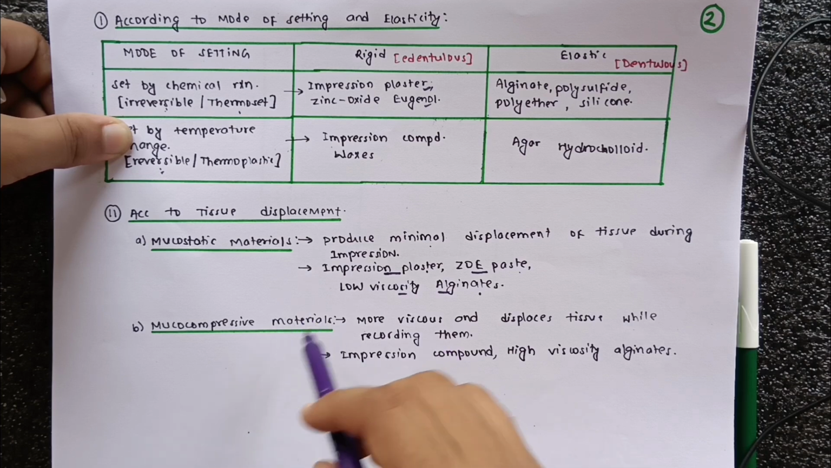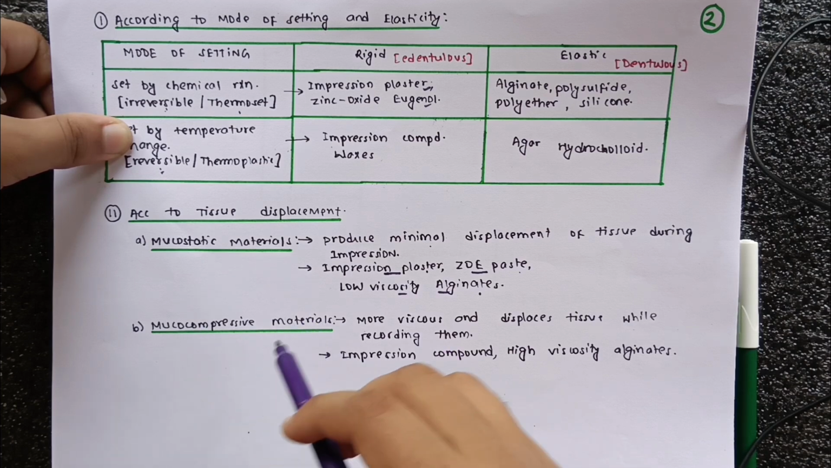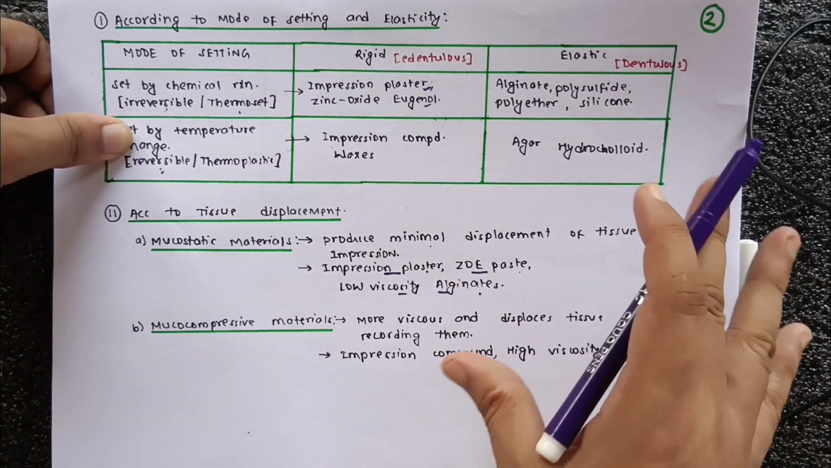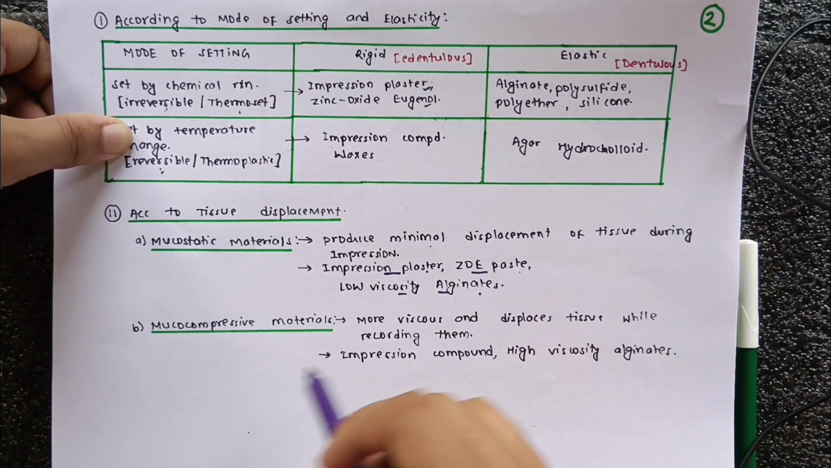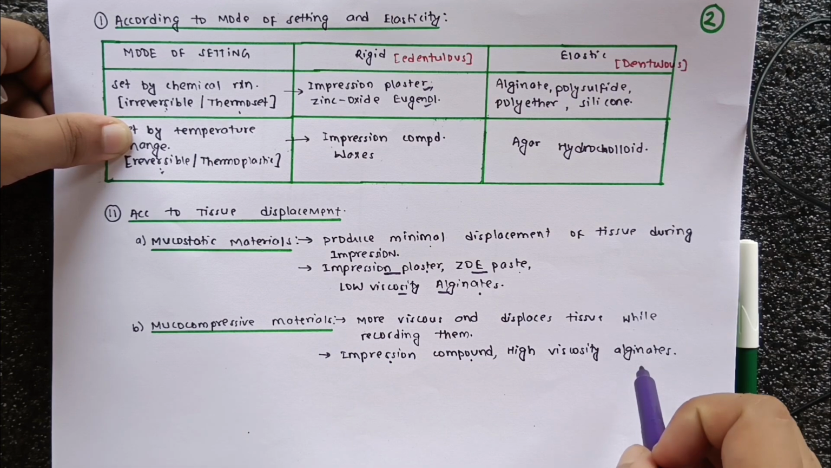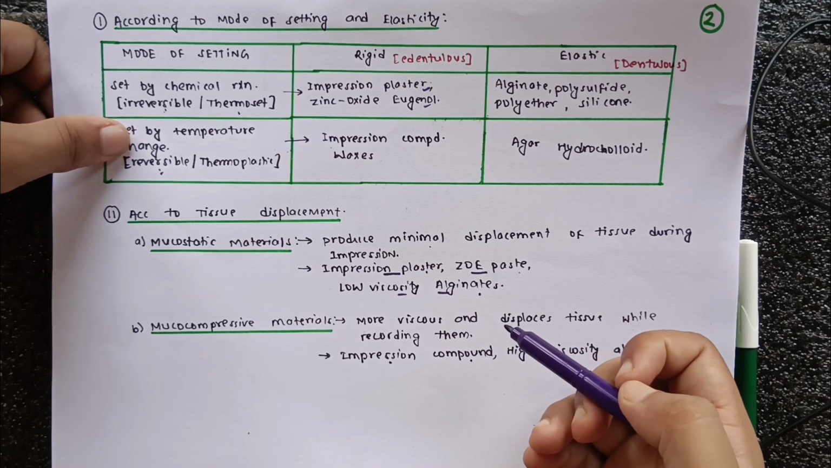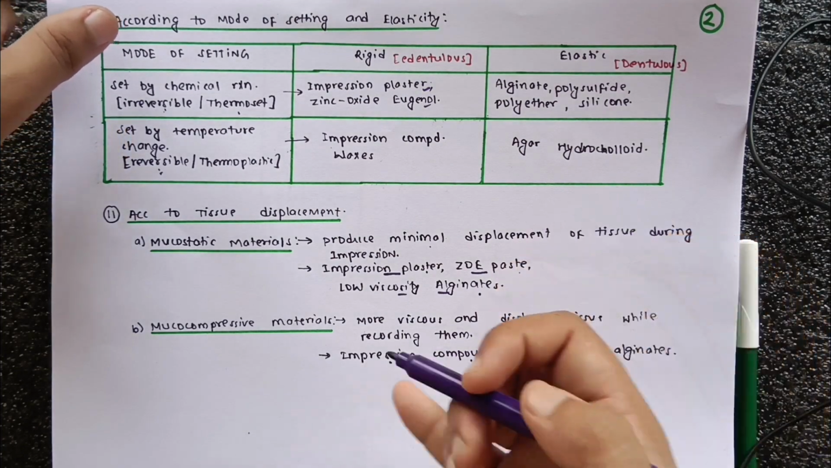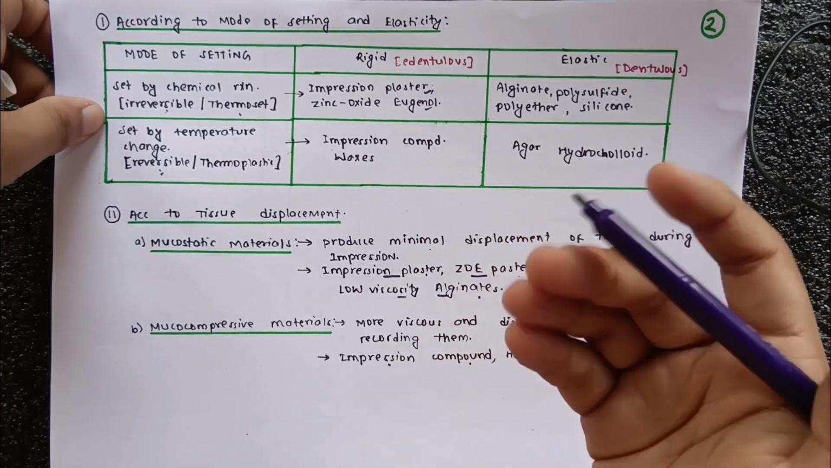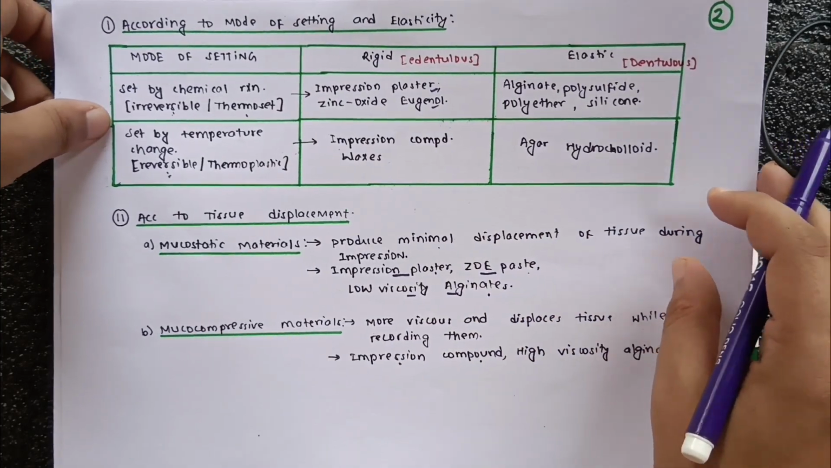Okay, so some drawbacks are present in this mucocompressive theory. As it displaces the tissue, the proper impression can't be taken. So that is one of the drawbacks of this theory. And another point, as I have written here, impression compound comes under this mucocompressive, and high viscosity alginate. So when we take the impression with impression compound, we apply pressure, we apply force on the impression surface.